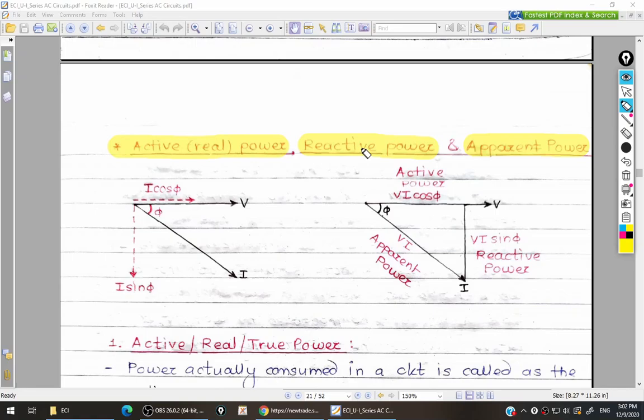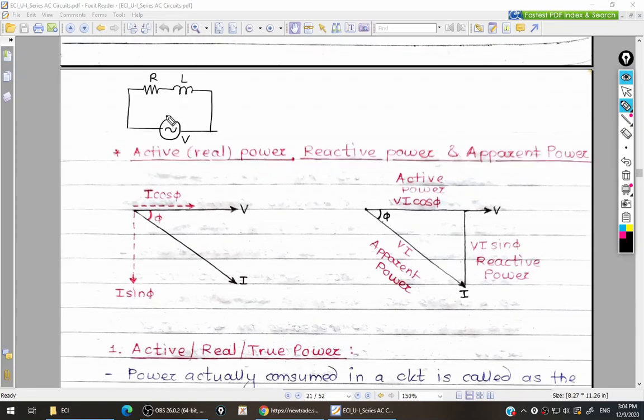For explaining this concept, I am considering a series RL circuit. First of all, I will draw the phasor diagram for the series RL circuit, and then in detail we will see these different types of powers.